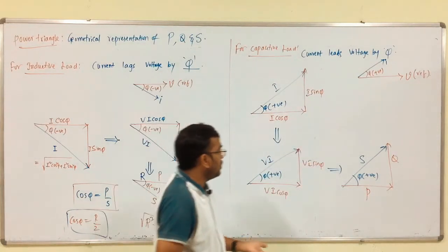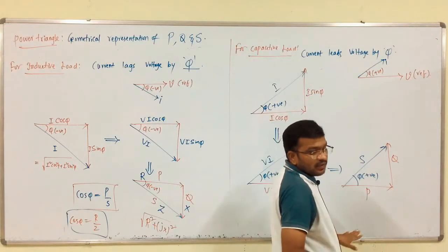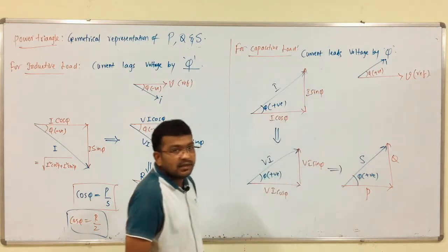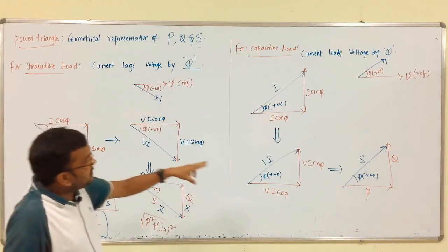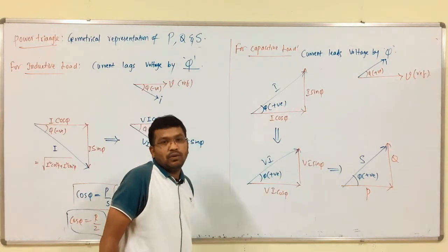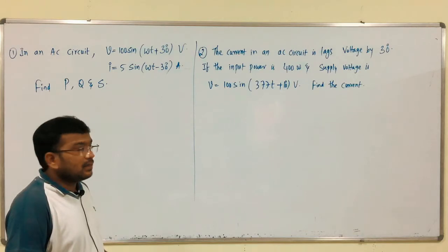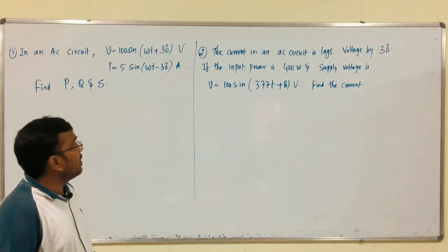From this also, cos phi is nothing but P by S. In any case, cos phi is nothing but P by S. So, this is the power triangle for inductive load, and that is the power triangle for capacitive load. Now, we have to discuss some problems.